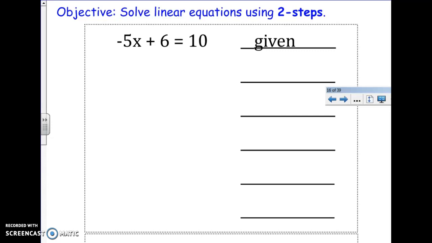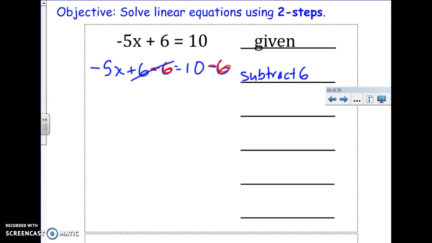So here's another example. Negative 5x plus 6 equals 10. So the first thing I'm going to do is get rid of that 6 by subtracting. So I'm going to rewrite it like this. Again, I've got that negative 6 on both sides, because whatever I do to one side of the equation, I have to do to the other side.